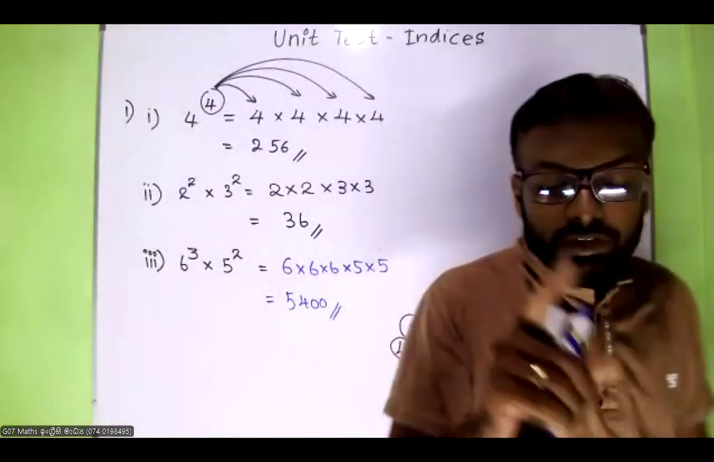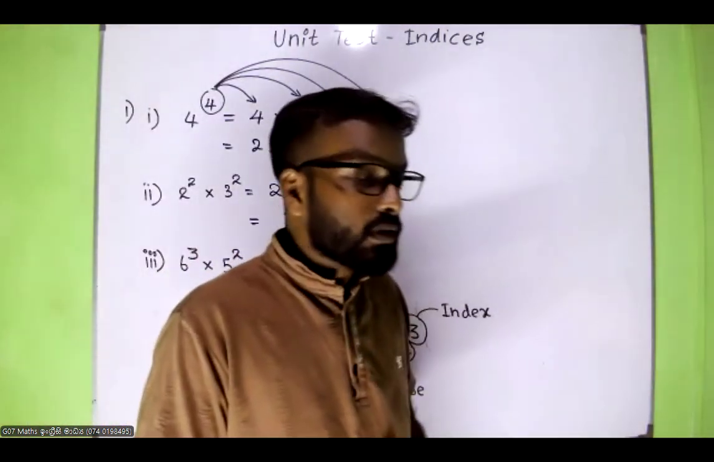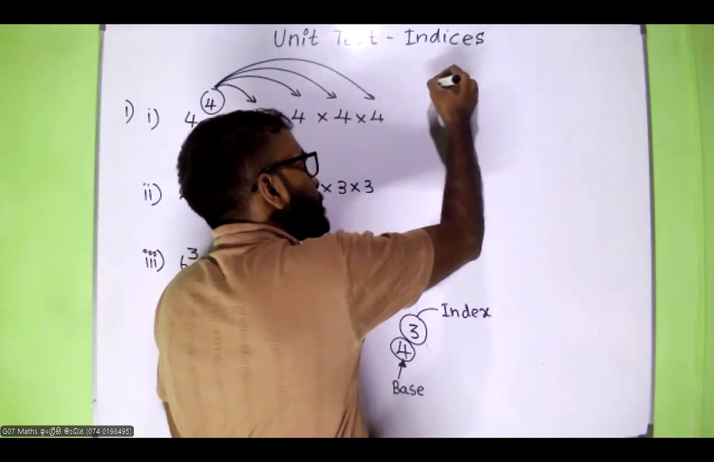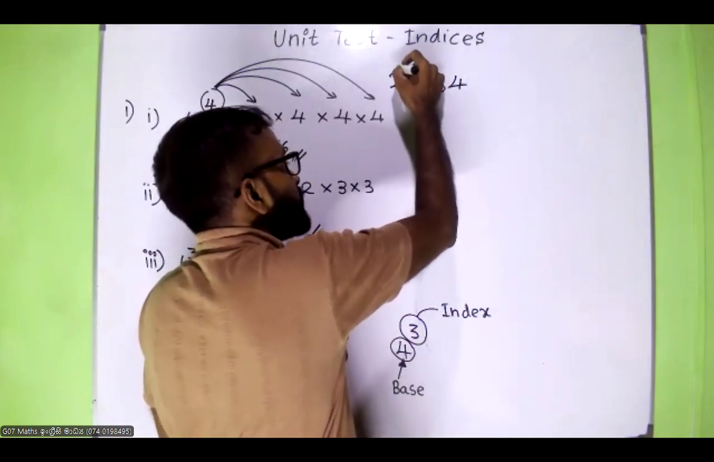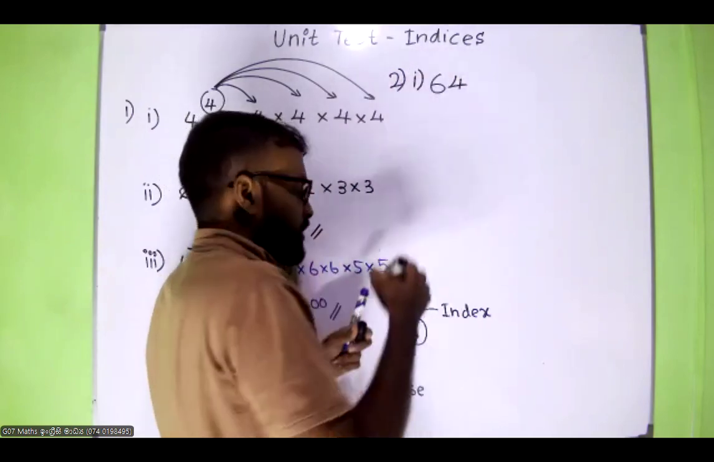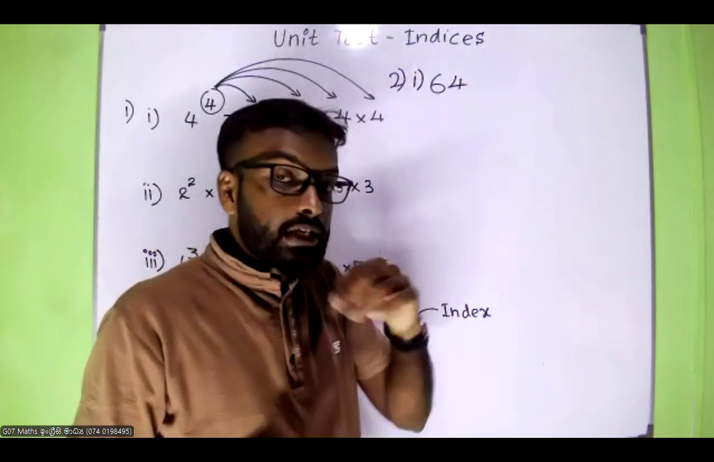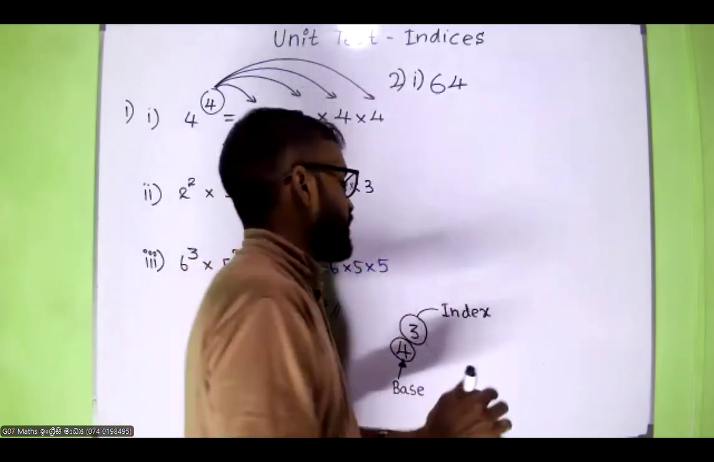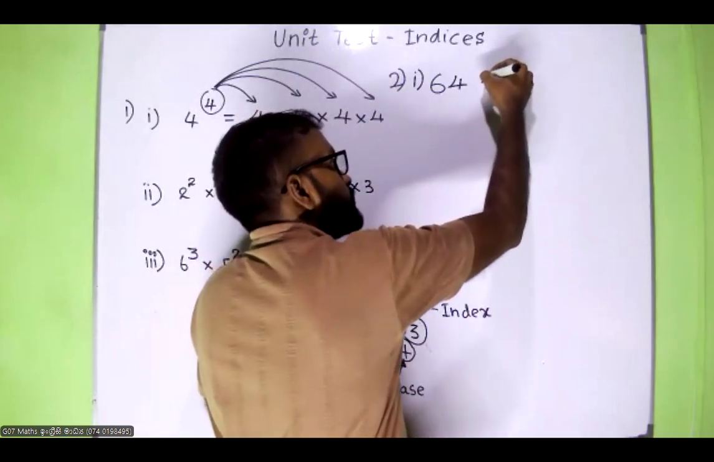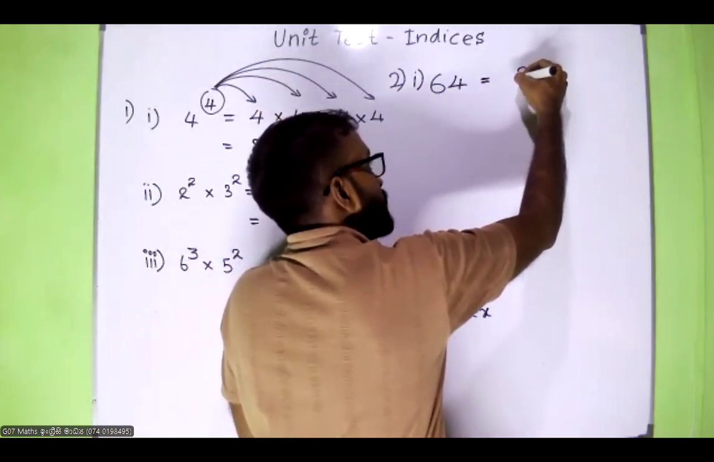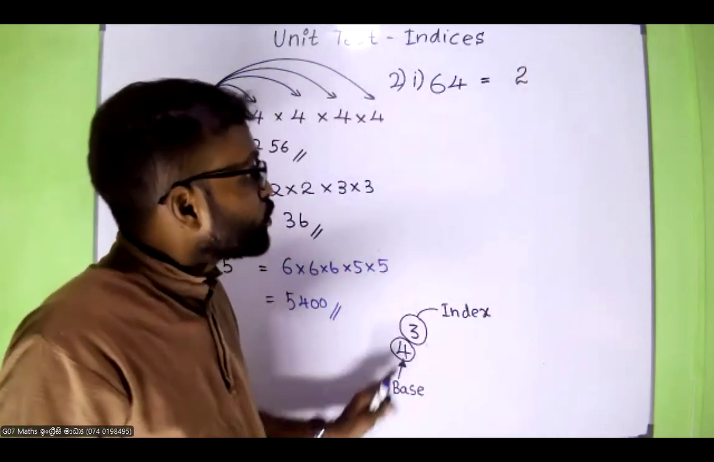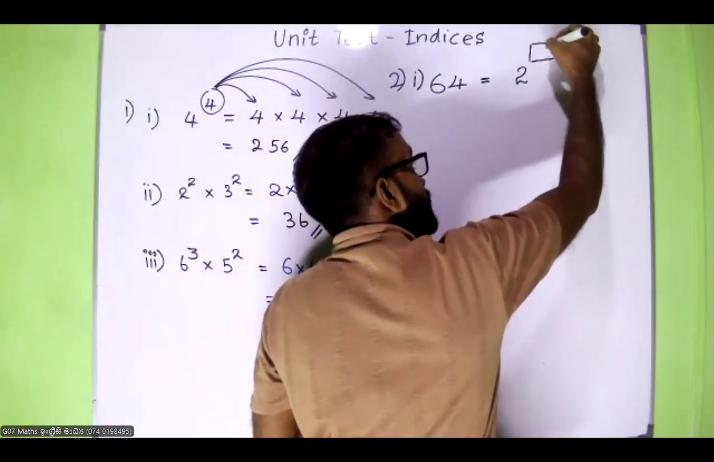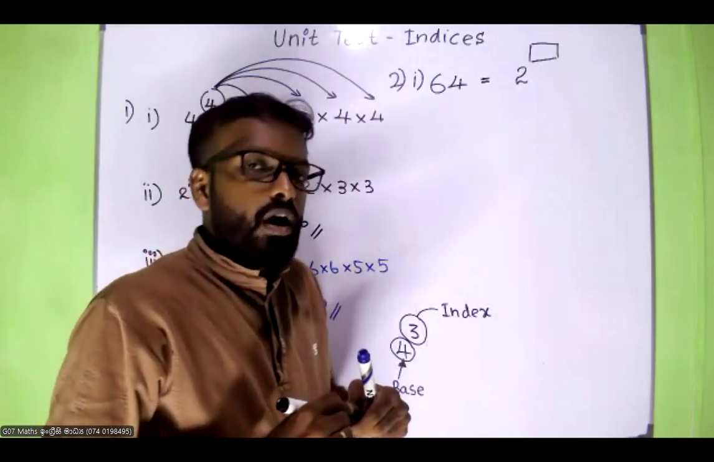So in the second question, they are asking us to write down 64 in index form. Now we have a number. This is our number. Second question, part 1. This is the number that we have to present in index form with 2 as the base. So 64 can be written with the base 2, and we do not know the index or the power. We have to fill this in. How do we do that?